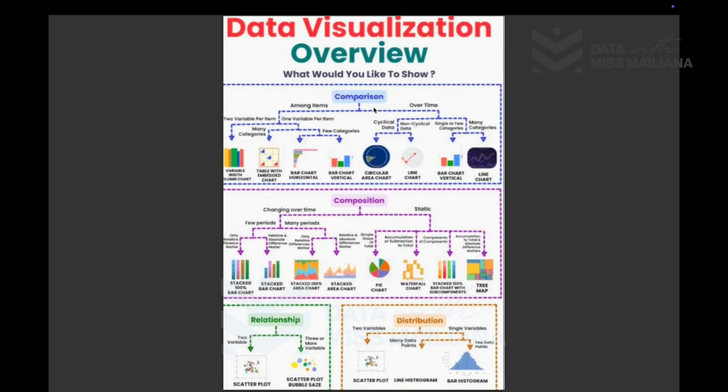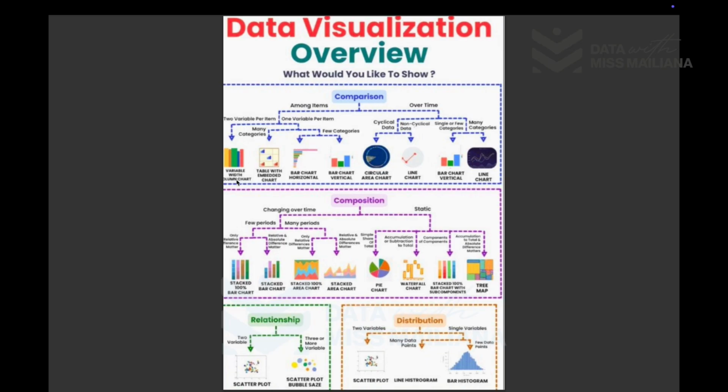Note, bar chart and column chart are the same. It's just that one is horizontal and one is vertical. So when you hear bar chart, when you hear column chart, they are the same. It's just that maybe one is straight and one is flat. Okay, note that. And we have the line chart. So these are the most important ones.